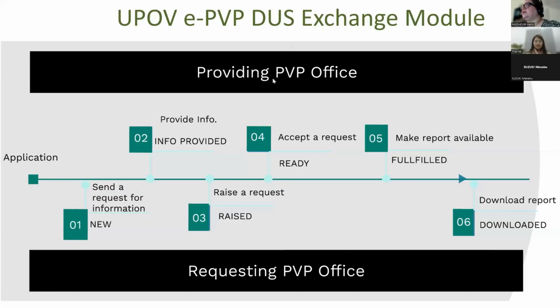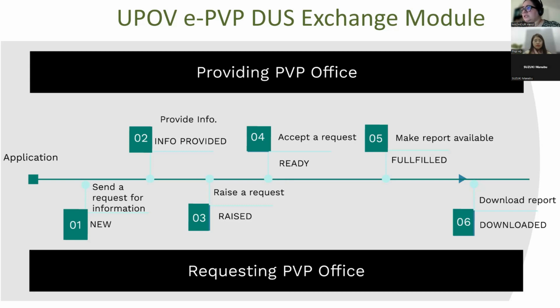Okay, today we will present a demo for the UPOV PVP DUS exchange module. We'll present two scenarios. The first one would be to go through the different steps of this workflow. We start from the standard request for information, we'll provide the information, and then we'll raise the request. After that, the provider PVP officer will accept the request. We'll make the report available, and after everything is cleared, the report can be downloaded.